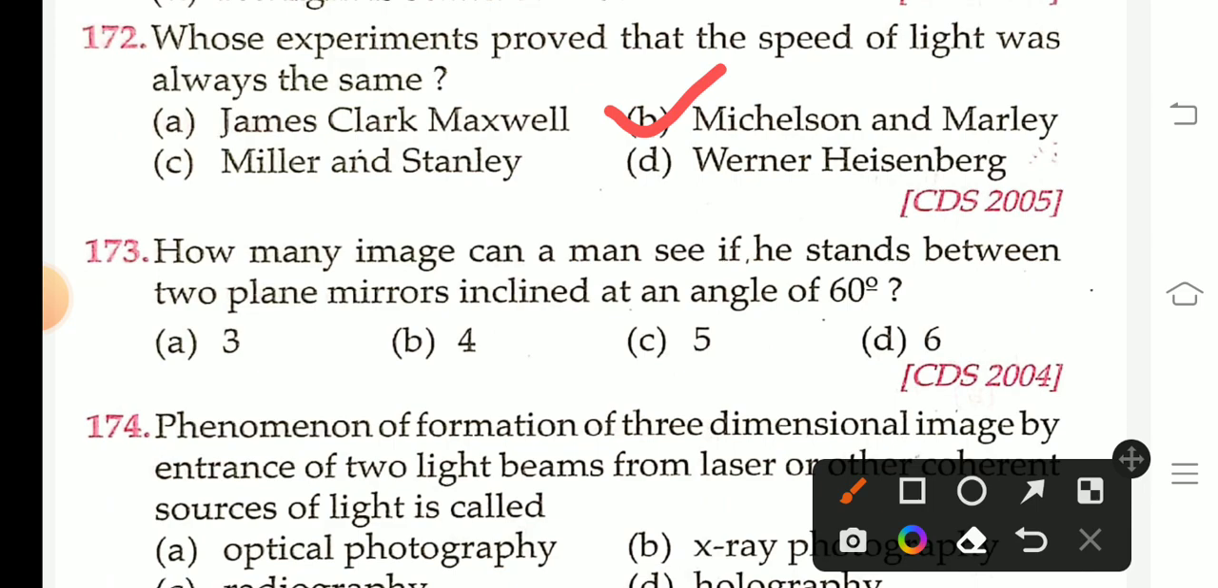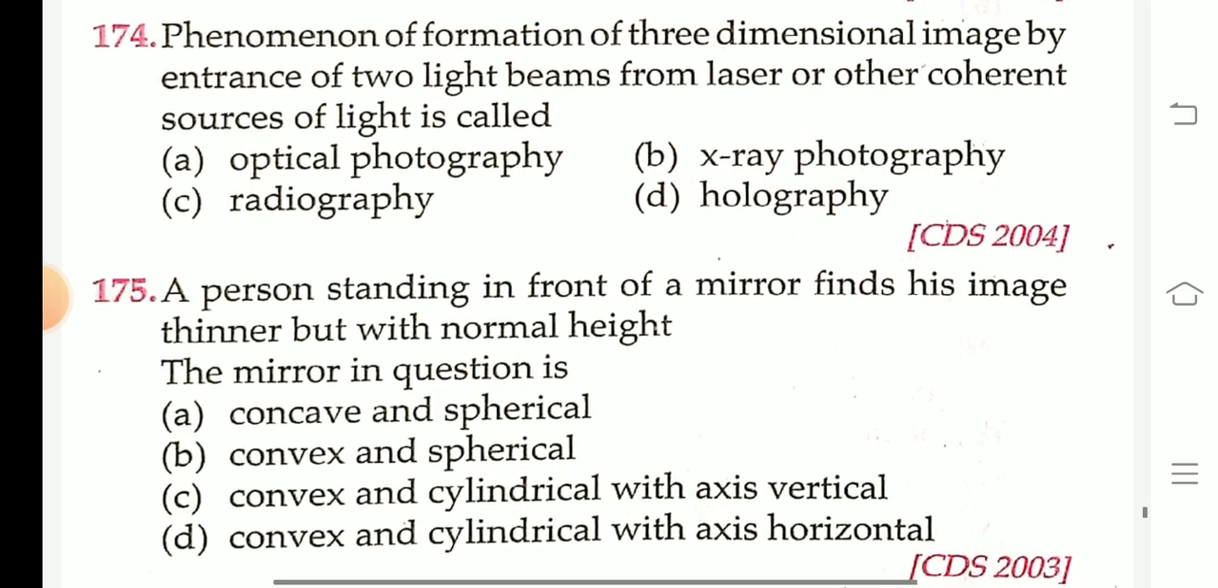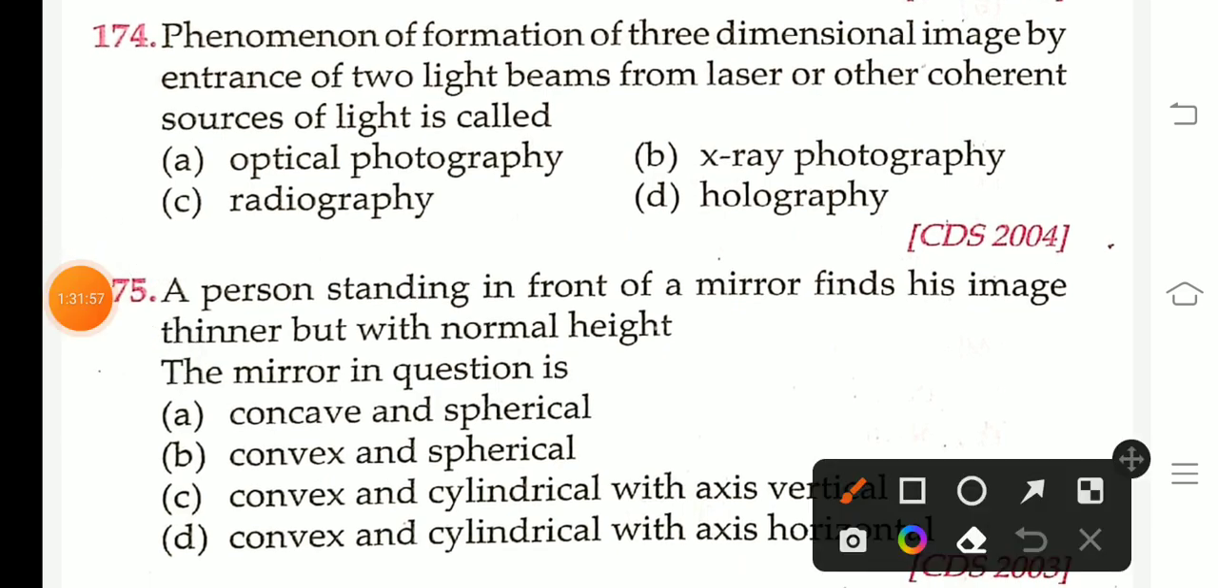Next, how many images can a man see if he stands between two plane mirrors inclined at an angle of 60 degree? Right answer option C. 5. Next, the phenomenon of formation of a three-dimensional image by interference of two light beams from laser or other coherent source of light is called. Right answer option D. Holography.